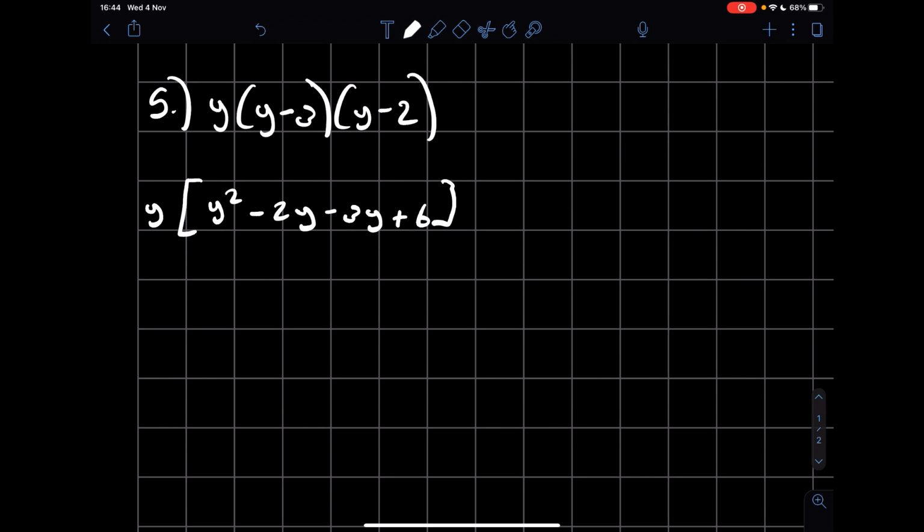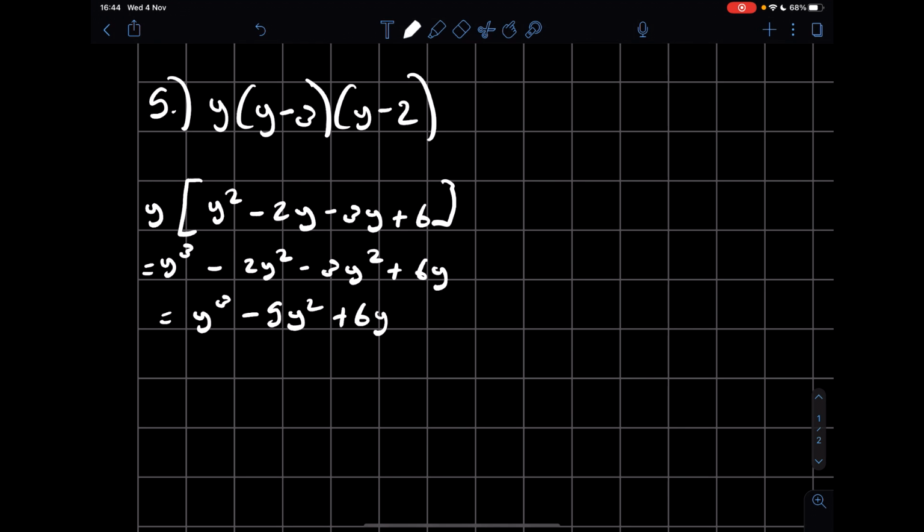And now you just have y times this bracket. So that equals y cubed, because y times y squared is y cubed. Minus 2y squared, minus 3y squared, plus 6y. Now you can clean this up. You get y cubed minus 5y squared, because minus 2 minus 3 is minus 5. Don't forget this squared. And then 6y for the last term.